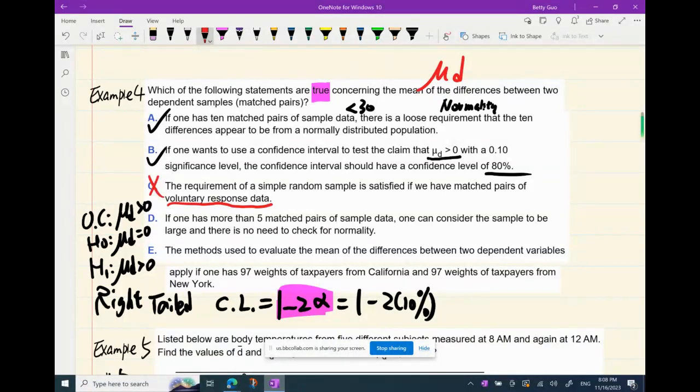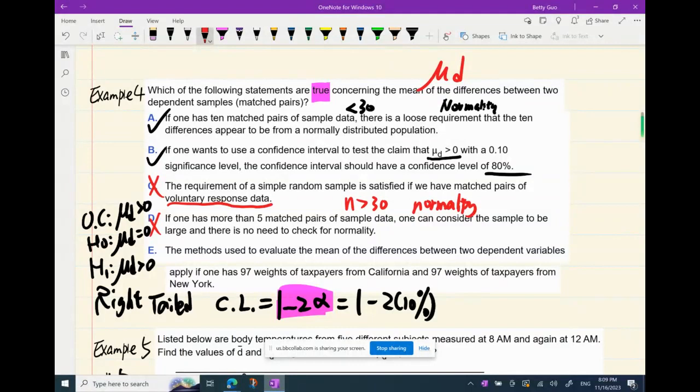D. If one has more than 5 matched pairs of sample data, one can consider the sample to be large and there is no need to check the normality. No. Either n bigger than 30 or normality is satisfied. Even roughly satisfied is satisfying. So this is incorrect.